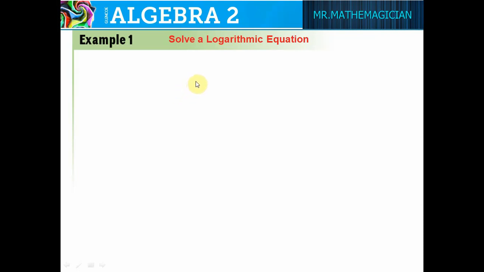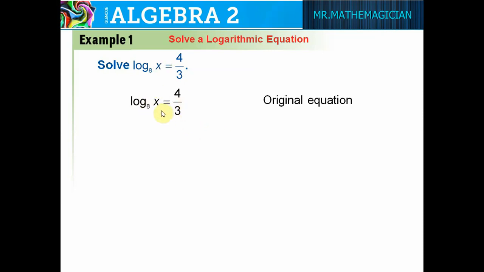This is Mr. Mahmoud explaining Algebra 2, Chapter 6, Lesson number 9, Solving Logarithmic Equations and Inequalities. And let's begin with this example. Example 1. Solve log x base 8 equals 4 over 3. Means we need the value of x. Solve for x.